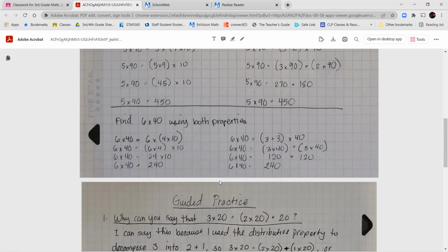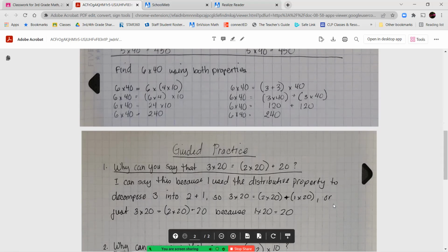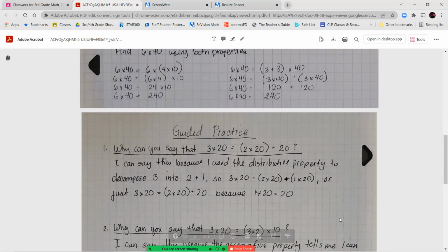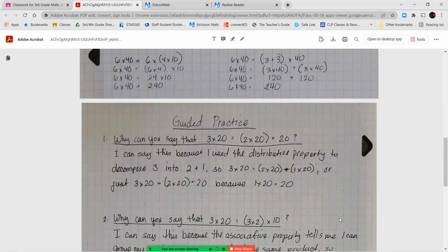For our guided practice, it says, why can you say that 3 times 20 is the same thing as saying 2 times 20 plus another group of 20? Well, I can say this because the distributive property allowed me to decompose 3 into 2 plus 1. So 3 times 20 is the same thing as saying 2 times 20 plus 1 times 20, or just saying 3 times 20 is equal to 2 times 20 plus 20, because that 1 times 20 is just equal to 20.